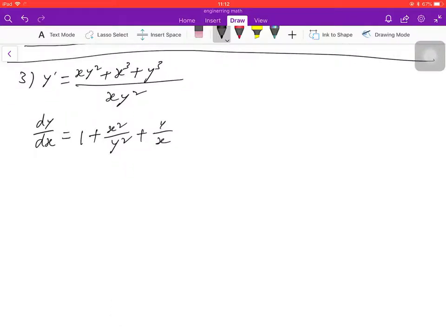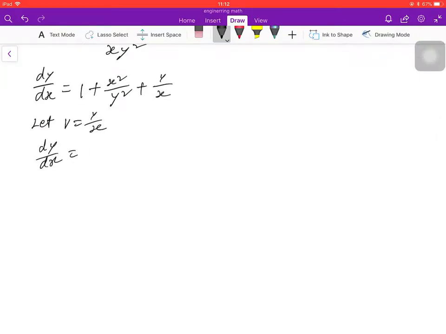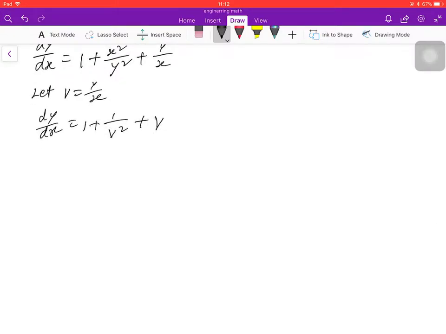Okay, now we let v, excuse me, let v equal y divided by x, and substitute into this equation. Then we have dy/dx equal to 1 plus 1 over v squared plus v. So the function of v is equal to 1 plus 1 over v squared plus v.